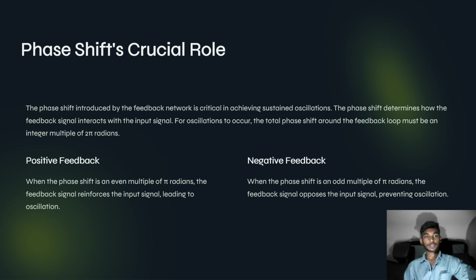Phase shift's crucial role. The phase shift introduced by the feedback network is critical in achieving sustained oscillation. The phase shift determines how the feedback signal interacts with the input signal. For oscillations to occur, the total phase shift around the feedback loop must be an integer multiple of 2 pi radians. Positive feedback: when the phase shift is an even multiple of pi radians, the feedback signal reinforces the input signal, leading to oscillation. Negative feedback: when the phase shift is an odd multiple of pi radians, the feedback signal opposes the input signal, preventing oscillations.